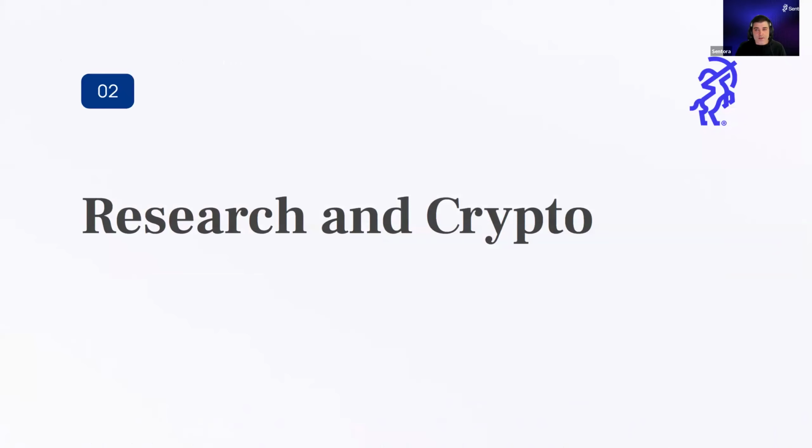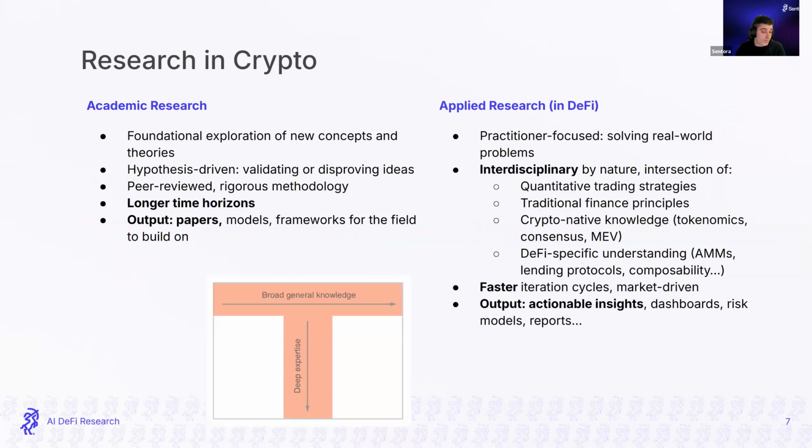So, research in crypto. Where do the research activities that are being done professionally on crypto or DeFi fall? I think that there are mainly two branches. The first one is the most obvious, which is academic research, which usually is done over longer time horizons. It's very focused on publishing peer-reviewed papers and mostly tries to come up with new concepts or validate theories. And usually requires very deep expertise on a single topic.